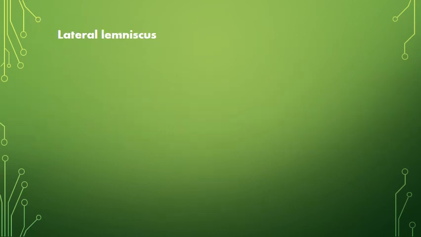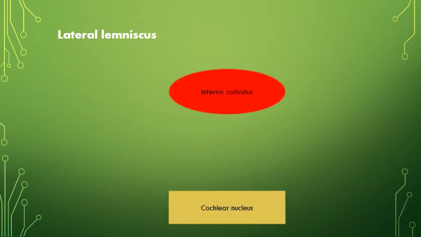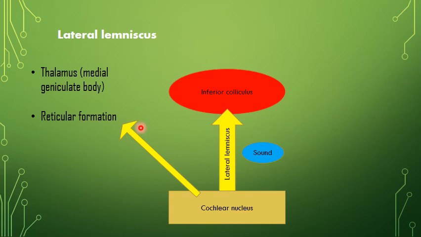Next one is the lateral lemniscus. From the cochlear nuclei to the inferior colliculus, the tectum, there is a pathway called the lateral lemniscus which carries the sound impulse. The cochlear nucleus also sends fibers to the thalamus, the medial geniculate body of the thalamus, and the reticular formation of the brainstem.